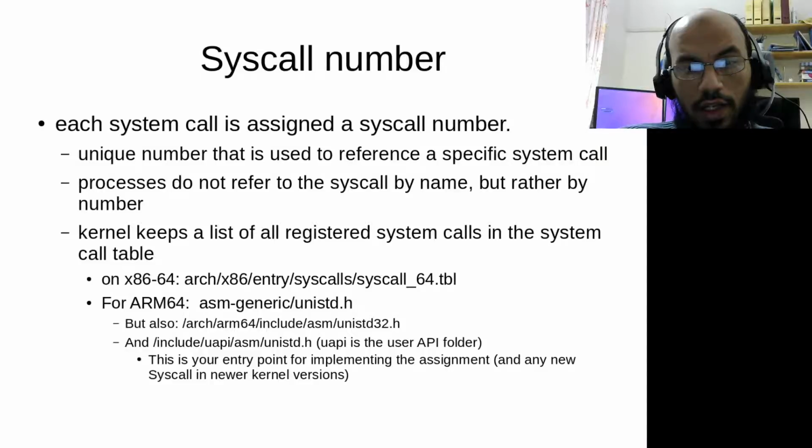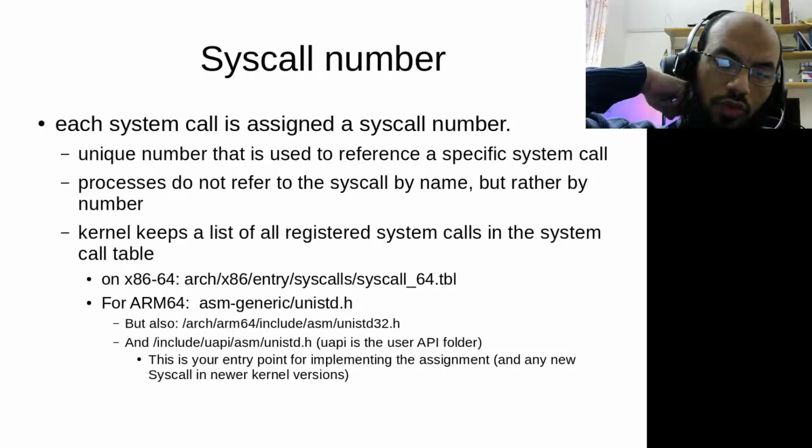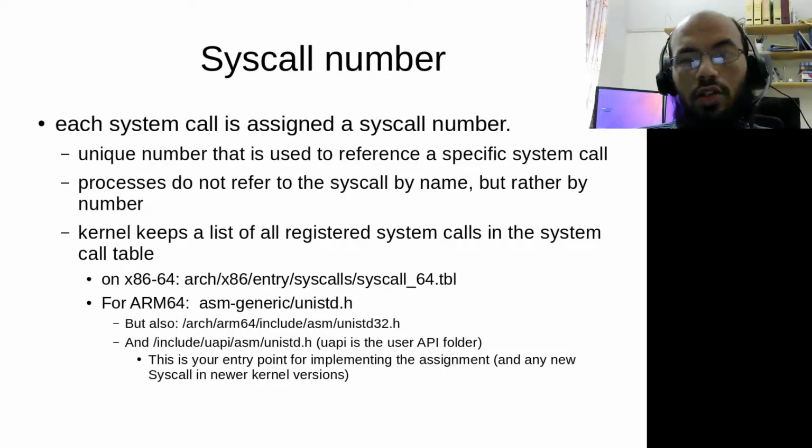It's asm-generic/unistd.h. Sometimes you find redundant information in the kernel, because some different parts compile differently. But this is basically where you find the syscall tables, these two. And the second one is actually your entry point to implementing the assignment, to add new system calls to the system call tables.